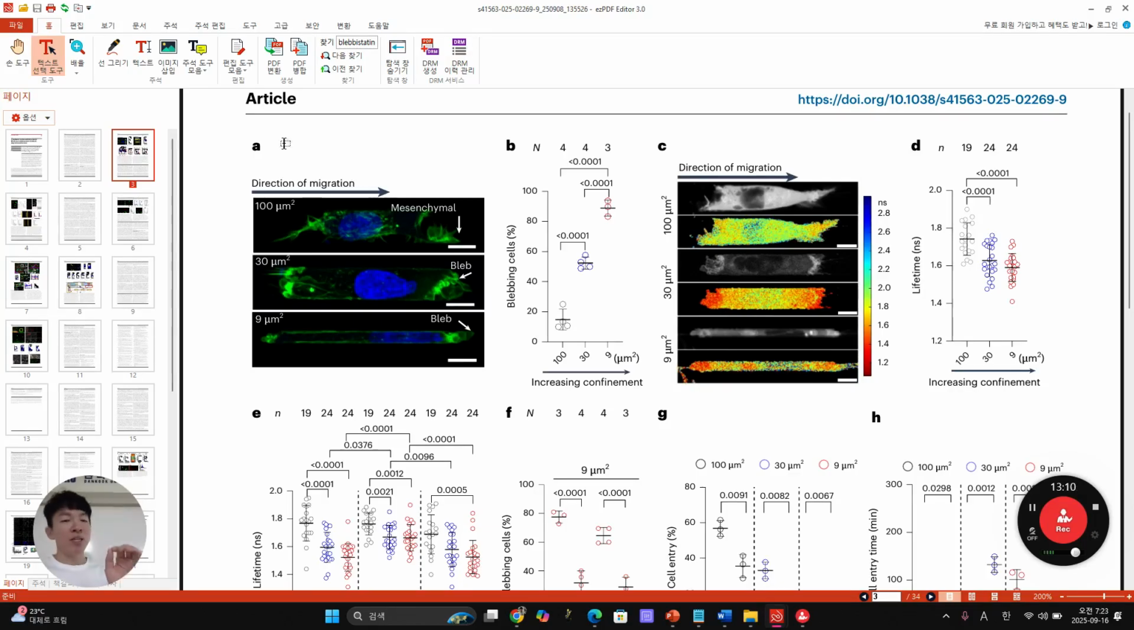So they are using three different confined areas. This is like a cross section, okay? But when you see it in 3D, maybe this kind of hole, they are squeezed out, squeezed. They go and they squeeze inside.